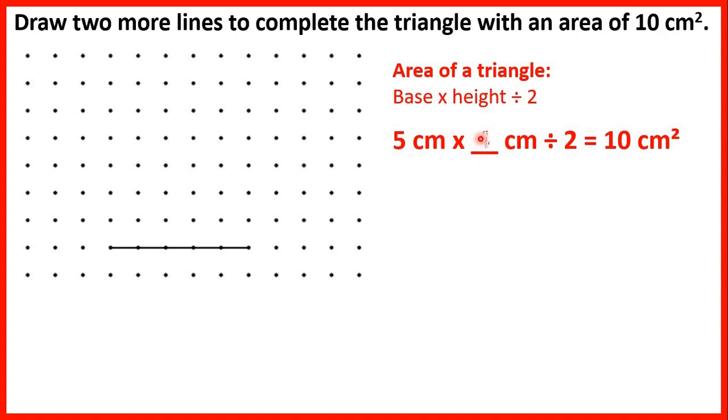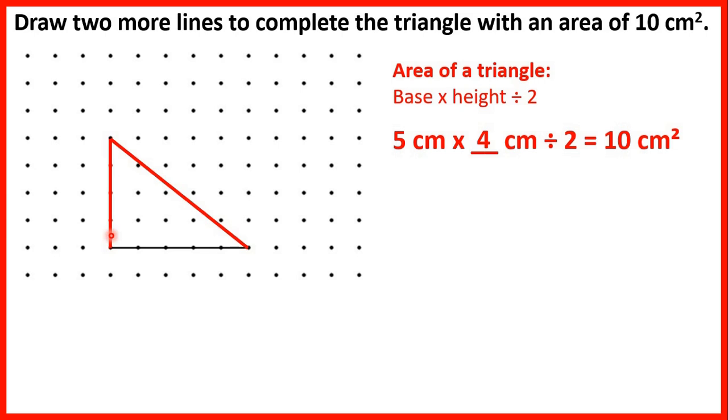Now 5 times 4 is 20, and 20 divided by 2 is 10. So the height needs to be 4 centimetres. So if we go up 1, 2, 3, 4, we can draw a line to this point and then connect the points to make a triangle.